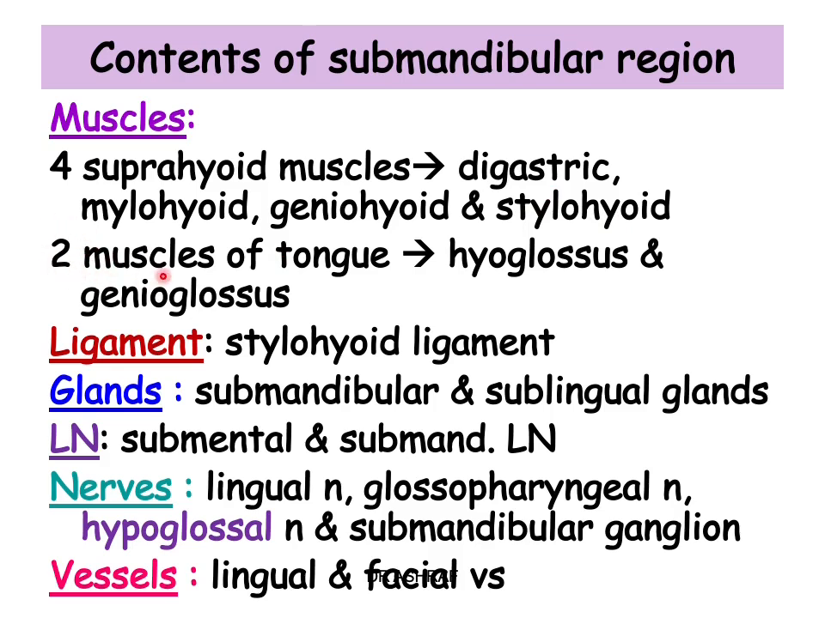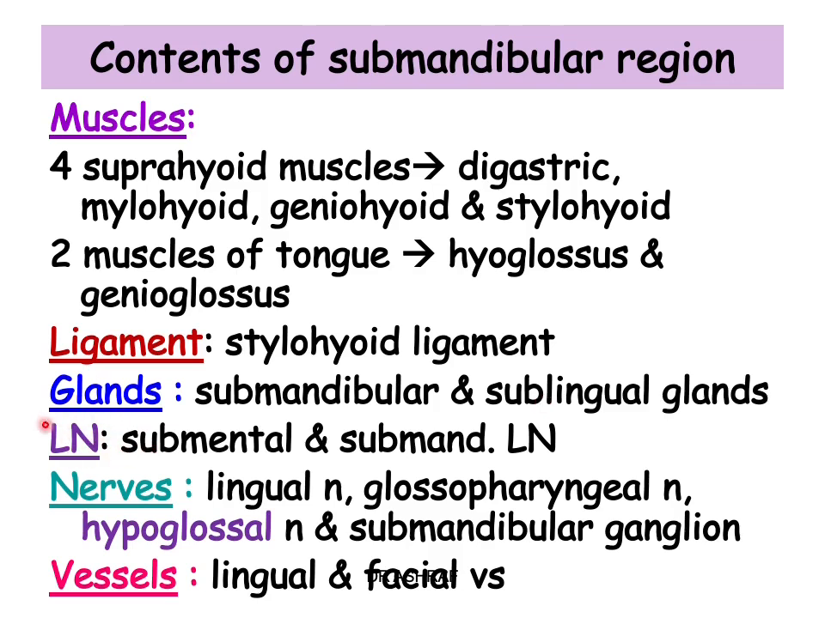And we have two muscles which have an insertion in the tongue: the hyoglossus muscle, which is one of the big muscles of the tongue, and the genioglossus, the biggest muscle of the tongue. The ligament resembles that muscle and is called the stylohyoid ligament. For the glands, we have the submandibular salivary gland and the sublingual salivary gland, which are separated by the mylohyoid line in the submandibular and sublingual fossae of the mandible.